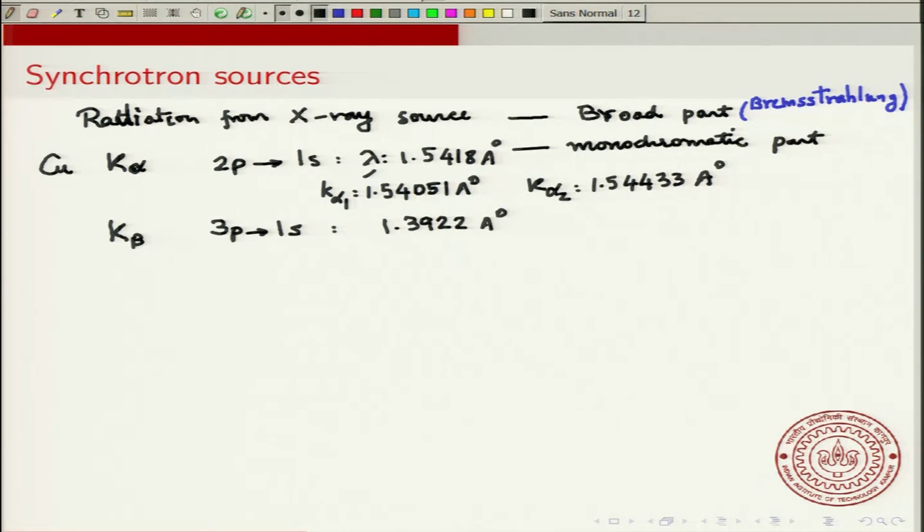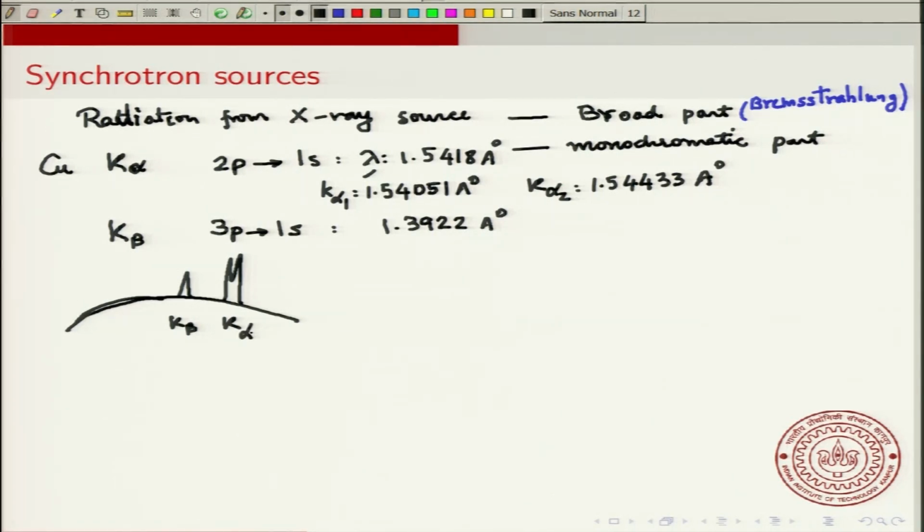If you look at the emission spectrum of copper, you will see that you have a broad part, which is the Bremsstrahlung, and then on top of that you have a few peaks. So, this is the K beta and the K alpha, which is a doublet, and K alpha is much more intense than the K beta.